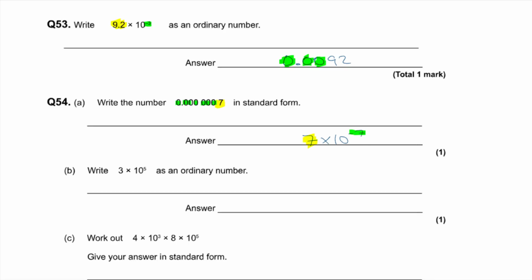Okay, write 3 times 10 to the 5 as an ordinary number. So this is a positive index. So when it's 3 times 10 to a positive number, you can write your 3 down, and then you're going to write that amount of zeros following it. It's going to be 00000, and it's 300,000.